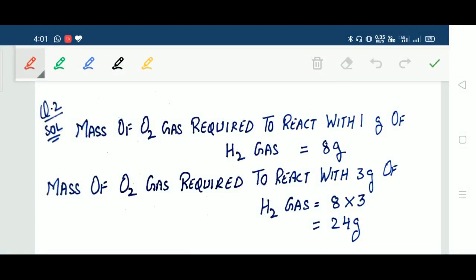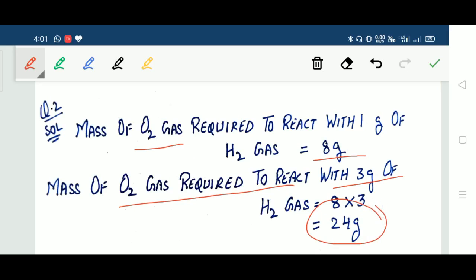Now students, since hydrogen and oxygen are present in the ratio 1:8 by mass, then according to the law of definite proportions, for 1 gram of hydrogen gas, the oxygen required will be equal to 8 grams, which means for 3 grams of hydrogen gas, the oxygen required will be 3 into 8, that is equal to 24 grams.